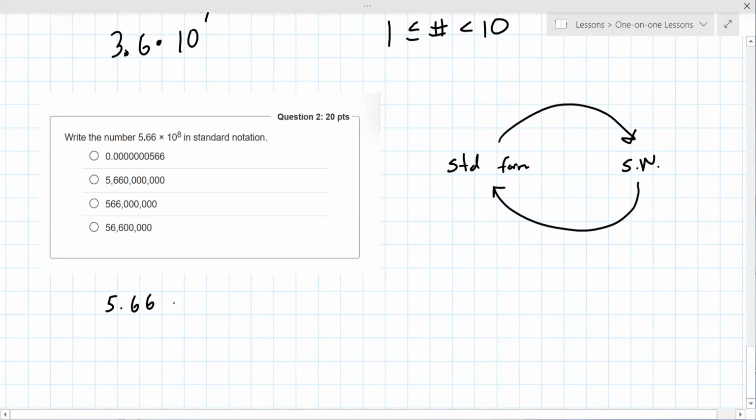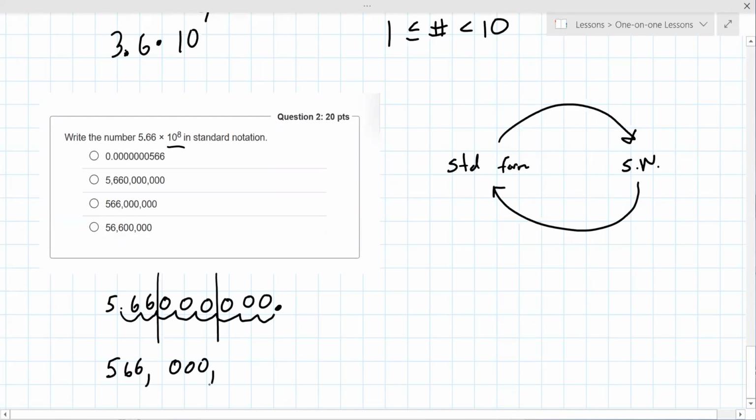5.66 times 10 to the eighth. That means you're going to move the decimal 8 times: 1, 2, 3, 4, 5, 6, 7, 8. Then you put zeros in those missing positions, and that's where your new decimal goes. Then there are commas, which really help for readability. You can put lines in as well. So this is 566 million. Million dollars, as our buddy Dr. Evil would say.